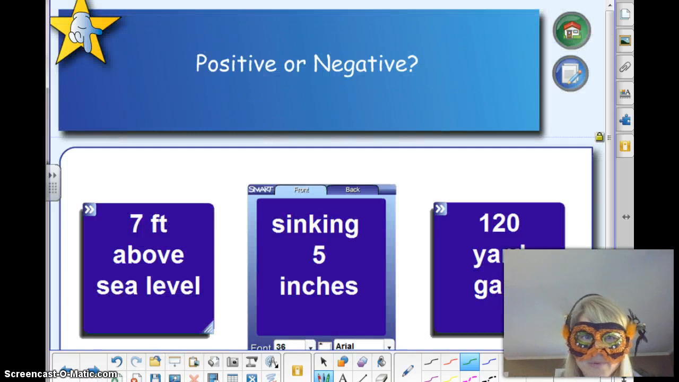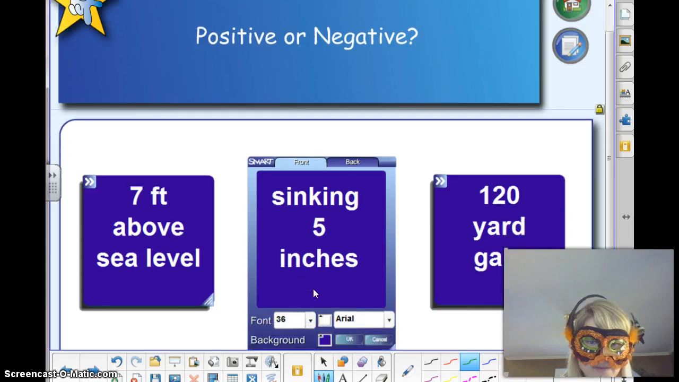Some real life examples of opposites, positive and negative, would be something like this. If I had 7 feet above sea level, the opposite would be 7 feet below sea level, which would be 7 and negative 7, right? If I had 120 yards gain, the opposite of that would be 120 yards lost. So those are opposites.